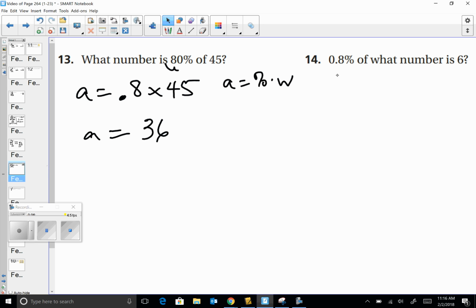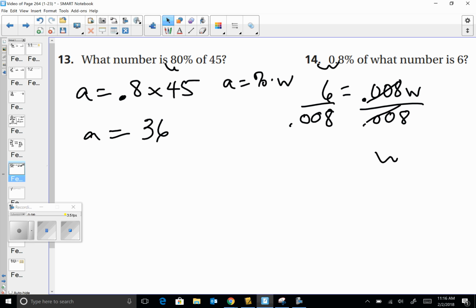Okay, this one is 0.8% of what number is 6. All right, so we don't know what the whole number is this time. So the 6 is the part. 0.8% we're going to write as 0.008, changing it to a decimal. And then we don't know what the whole number is, so we're going to put W. All right, we want to get W by itself, so we're going to divide by 0.008 on both sides. Okay, these will cancel, and our whole, let me grab my calculator, 6 divided by 0.008 gives me 750.